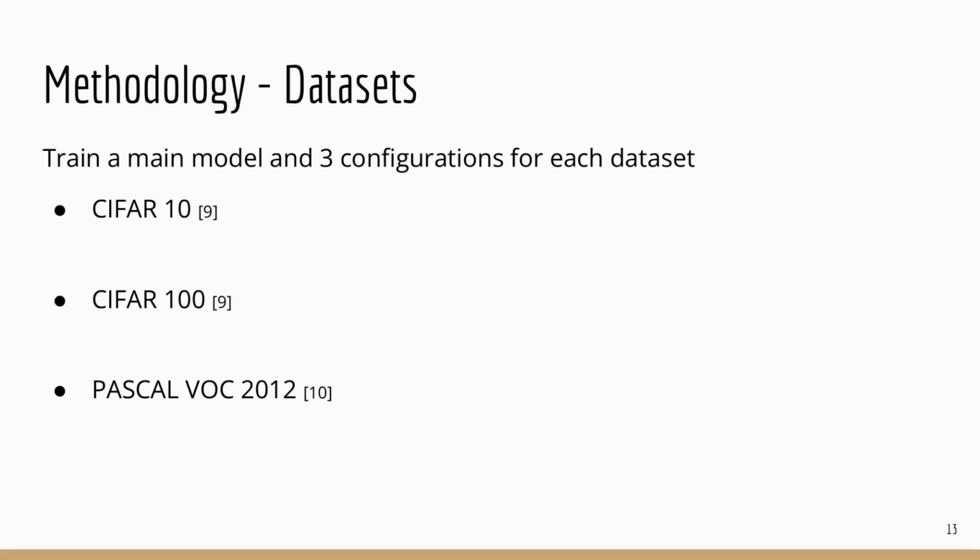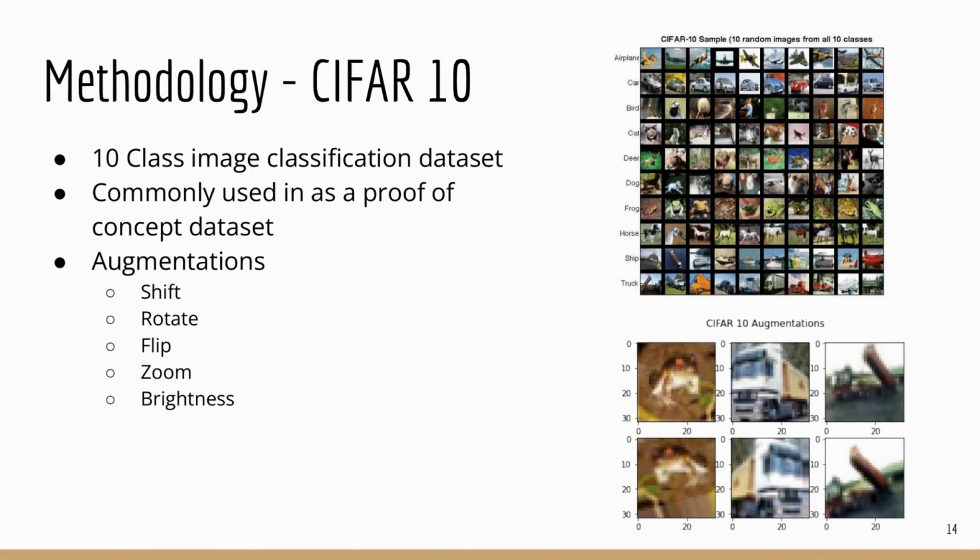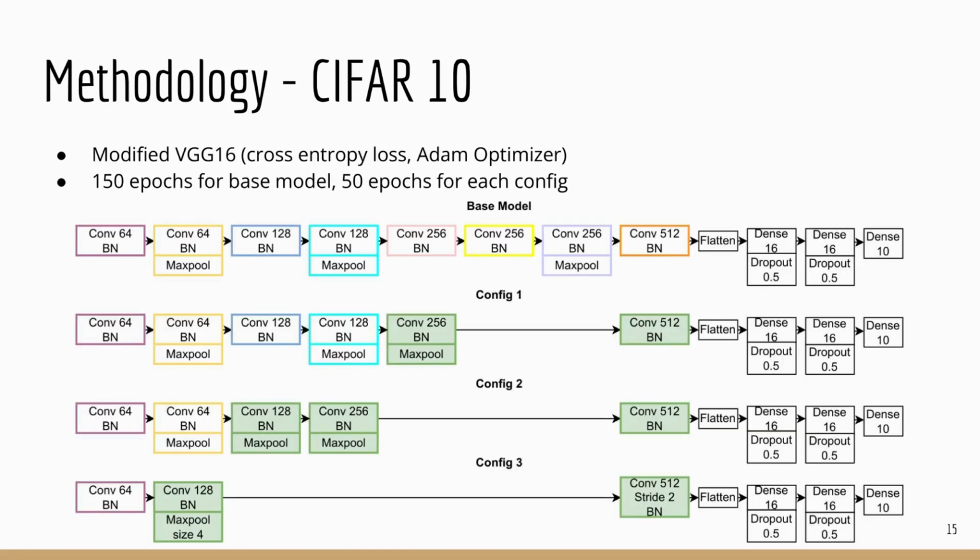So to prove our idea, we tested it on 3 different datasets: CIFAR-10, CIFAR-100, and Pascal VOC 2012. For each one of those, we created a main model and 3 configurations. Starting off with CIFAR-10, it is a 10-class image classification dataset. We applied some augmentations to avoid any kind of overfitting. We created a base model based on VGG16, and as we mentioned before, created 3 configurations. As we described, we removed layers from the end and replaced them by a smaller number of layers, and we applied this to create the 3 configurations.